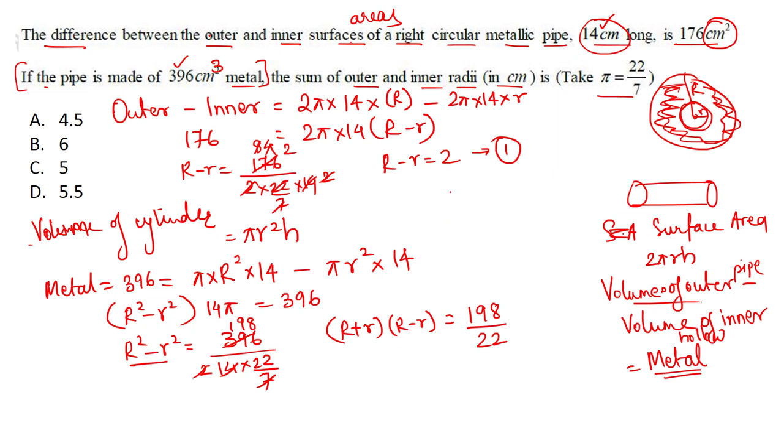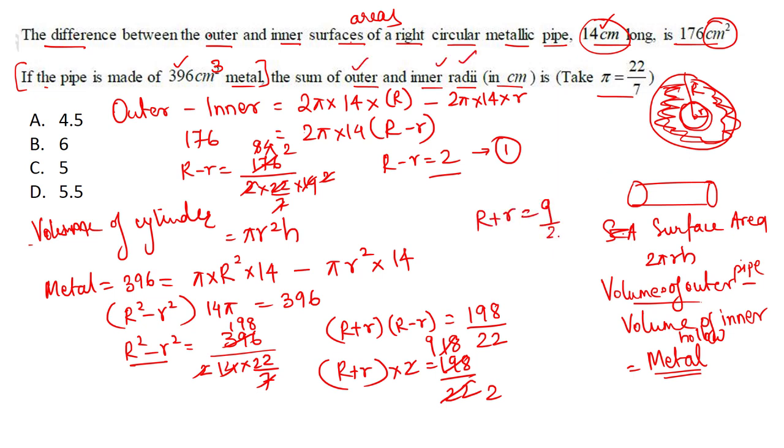Now, R minus r we already know is 2. So, what we get is R plus r multiplied by 2 will be equal to 198 divided by 22. So, 11 2s are 22, 11 9s are 99, 18 divided by 2 is 9. R plus r is equal to 9 divided by 2. So, R plus r is equal to 4.5 centimeters. So, the answer is option A.